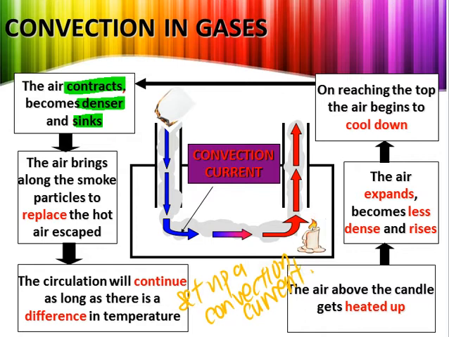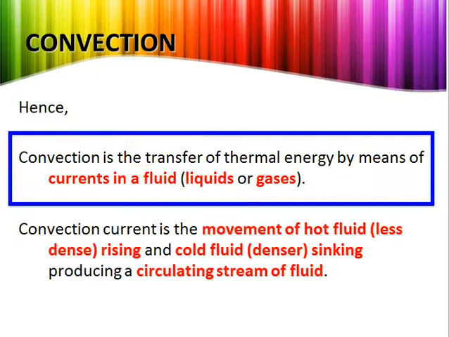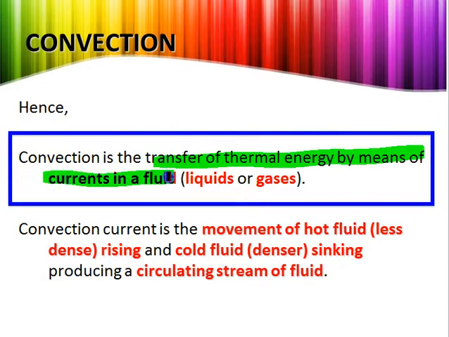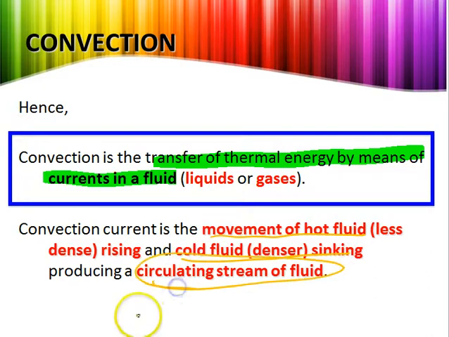Okay, so take note of this one over here. Therefore, convection is the transfer of thermal energy by means of currents in fluid. So there must be a convection current. That's why it's important to always state convection current. As you can see here, it's defined as the movement of hot fluid and cold fluid, producing a circulating stream of fluid. That's why normally you see a convection current drawn like a little loop. It's like a circulatory motion. So just take note of this. This is your convection.